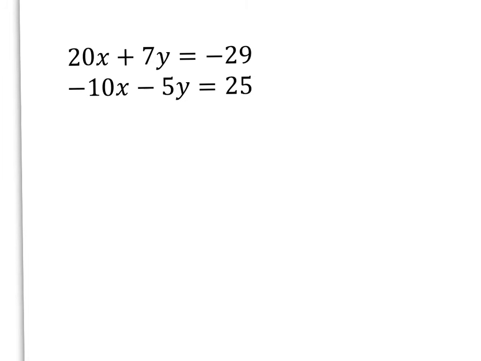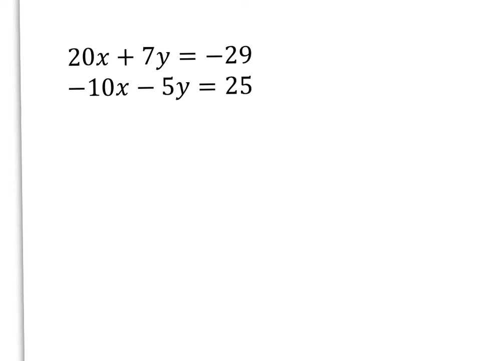So I don't see the same coefficient or the opposite signs of the coefficients in front of any of these variables that would allow me to eliminate them just by either adding or subtracting. So I'm going to need to manipulate or change one of the equations so that I see the same coefficient in front of a variable. As you see, 20x and 10x just differ by a factor of 2. But the 7y and the 5y, I would have to change both of the equations to turn them into the same y, which would be like 35y.